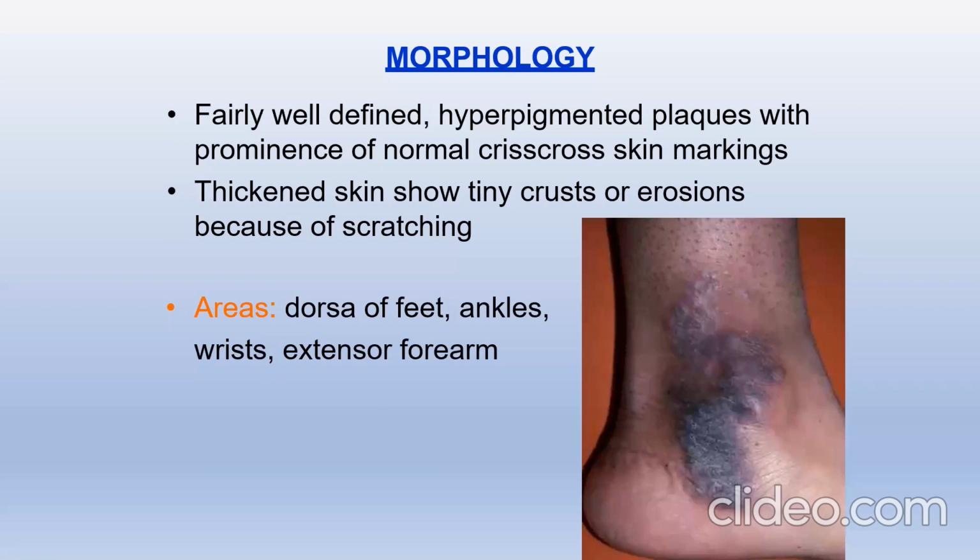Morphology: it is fairly well defined, hyperpigmented plaques with prominence of normal crisscross skin markings. Thickened skin shows tiny crusts or erosions because of scratching. Areas: dorsa of feet, ankles, wrist, and extensor forearm.